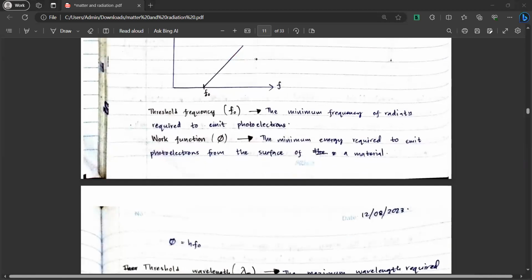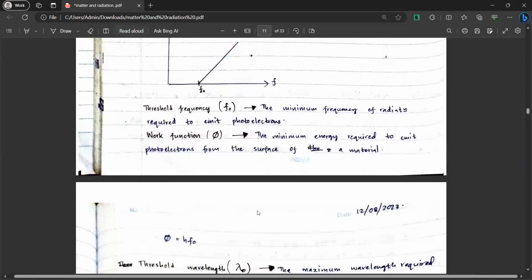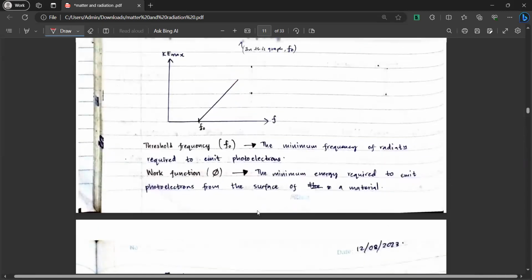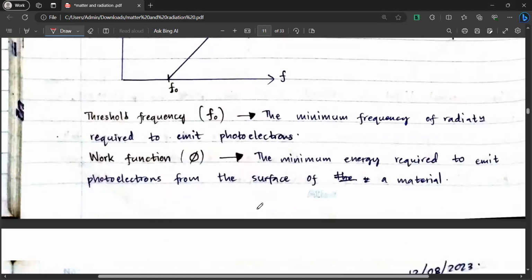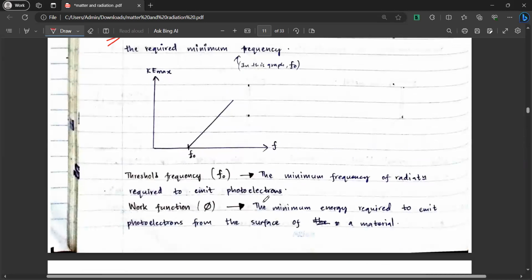Note this also. We use the symbol phi to show the work function. So phi is equal to h f naught.